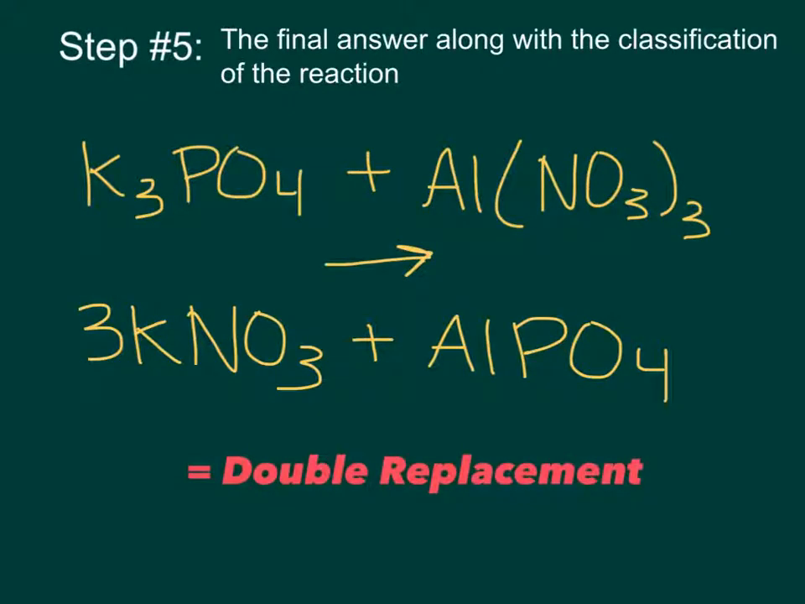Step 5 is writing out the final answer, along with classifying the type of reaction that has just taken place. This reaction is an example of double replacement. This is where 2 reactant ionic compounds exchange ions to form 2 new ionic compounds with the same ions.